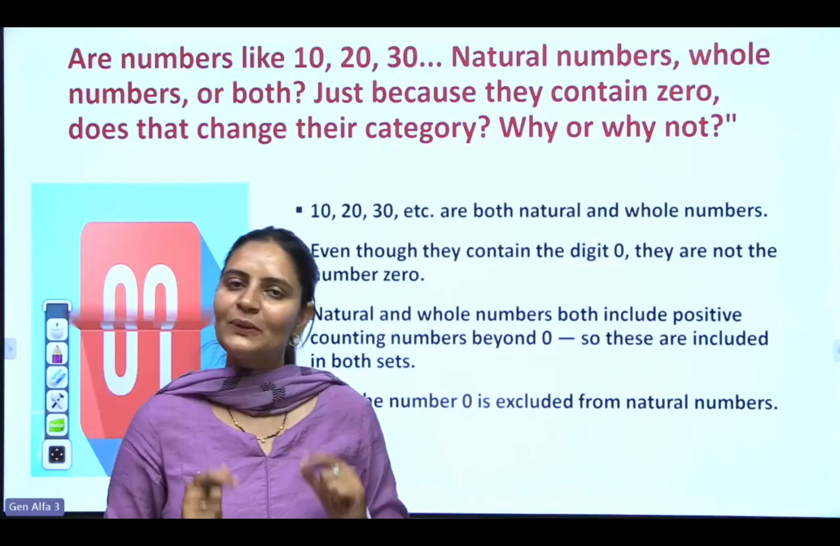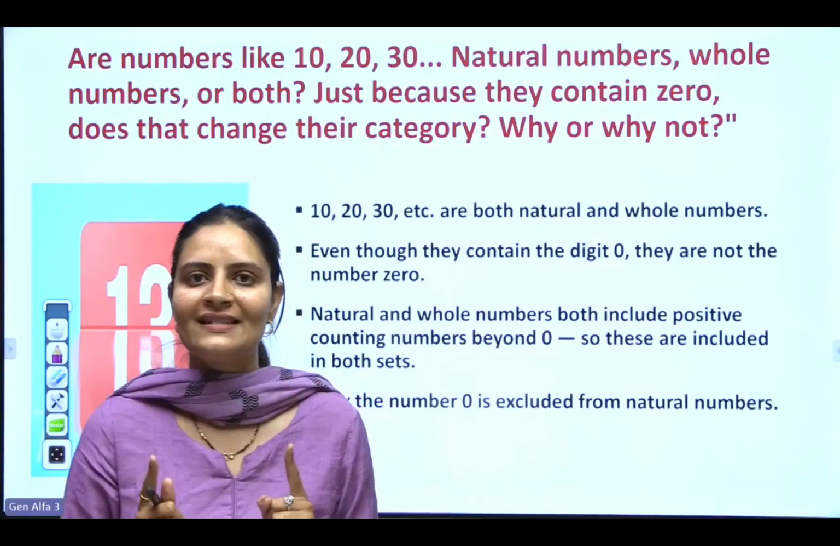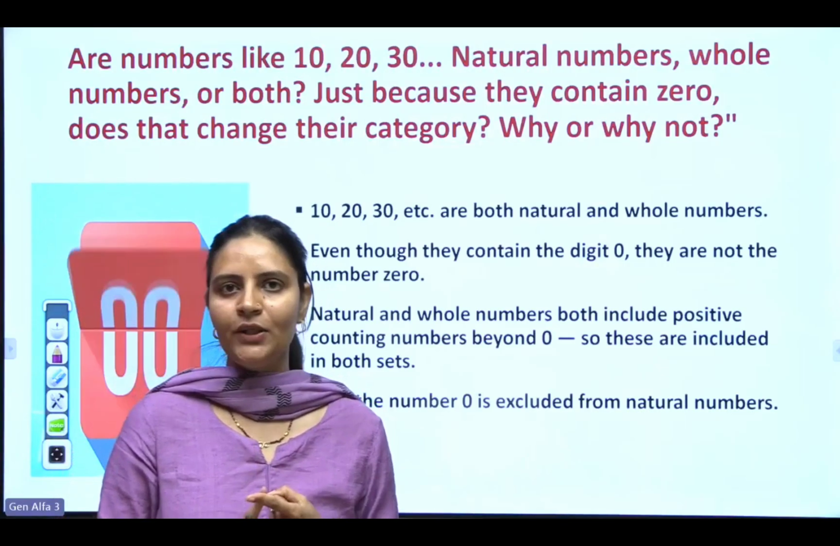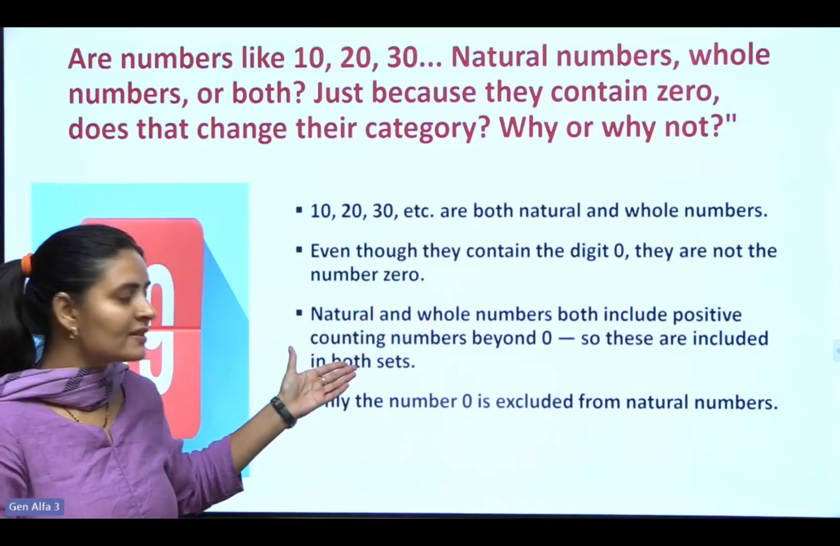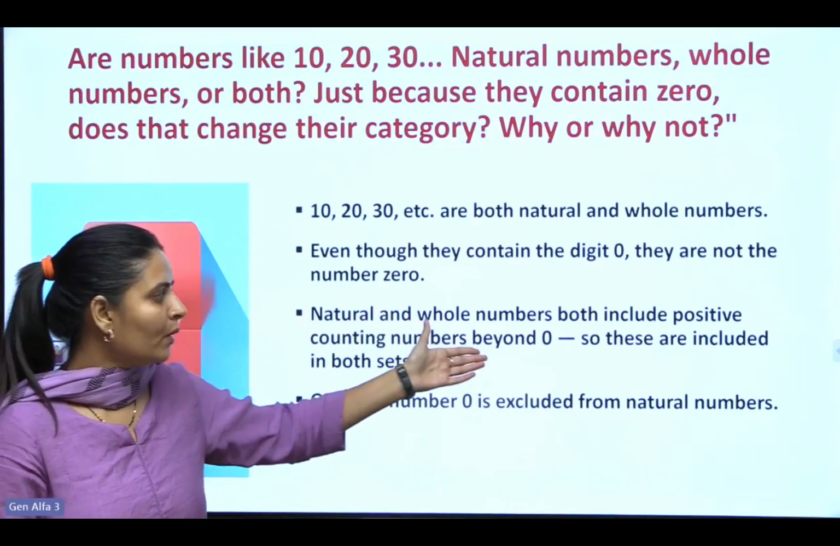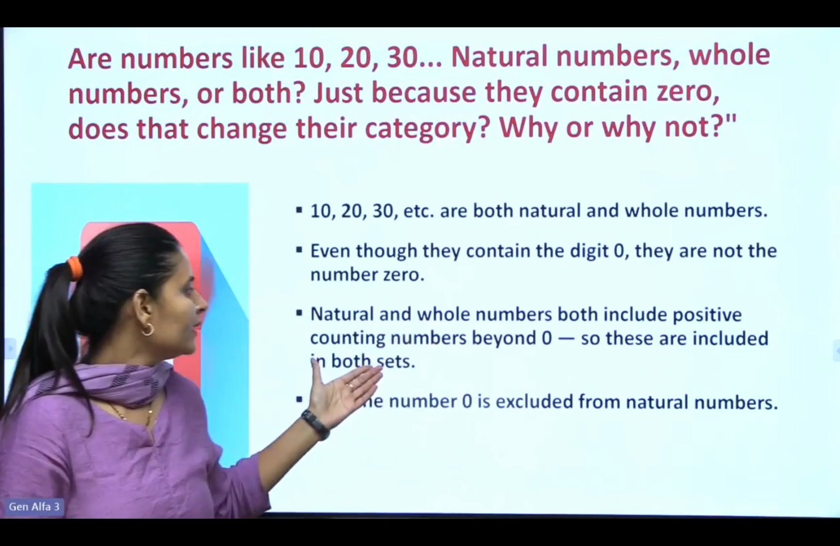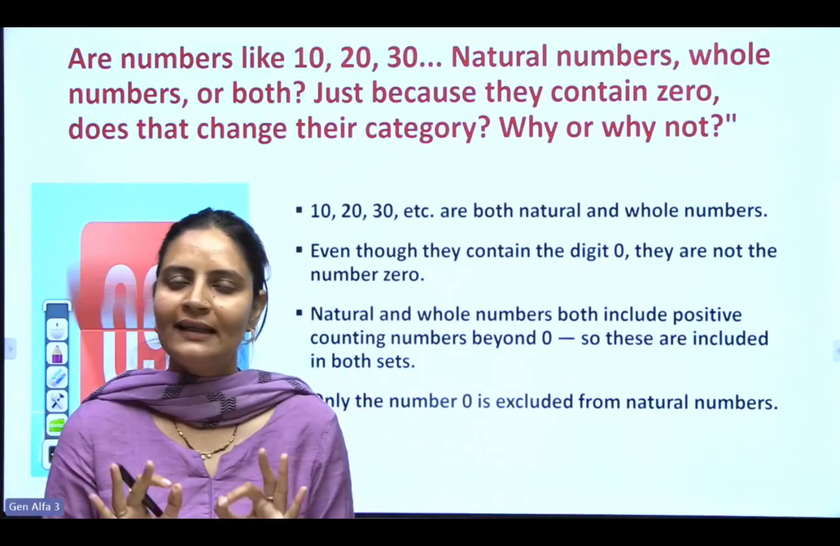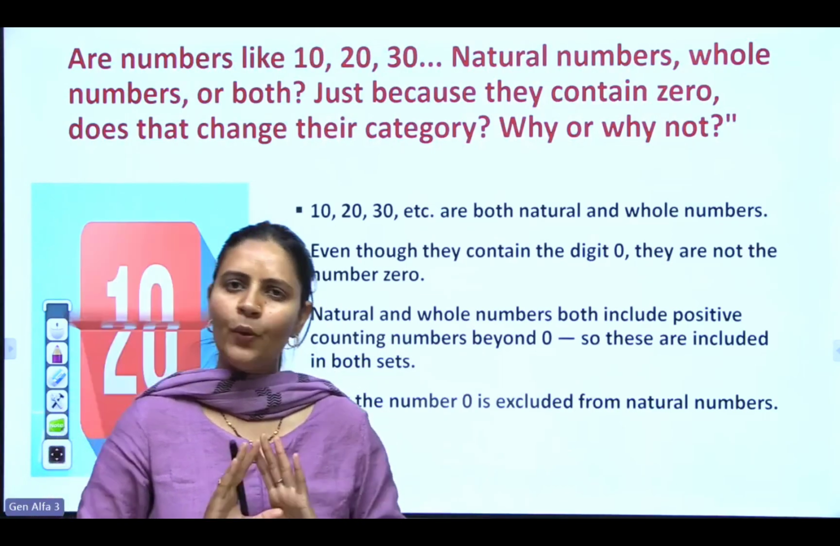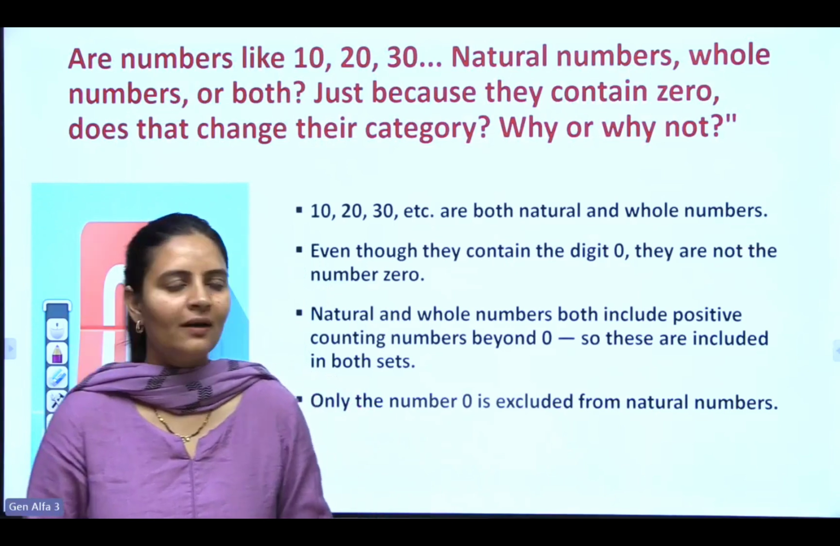So they can be counted in both the sets, the natural one and the whole number one. So natural and whole numbers both include positive counting numbers beyond zero. So these are included in both sets. Only the zero is excluded in the natural number set. I hope everything is clear so far.